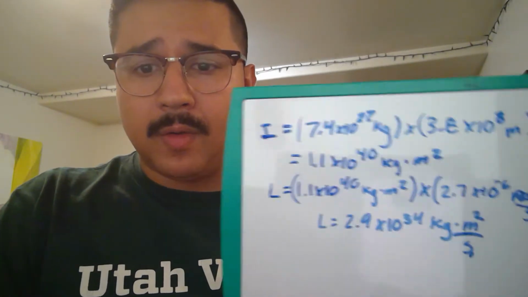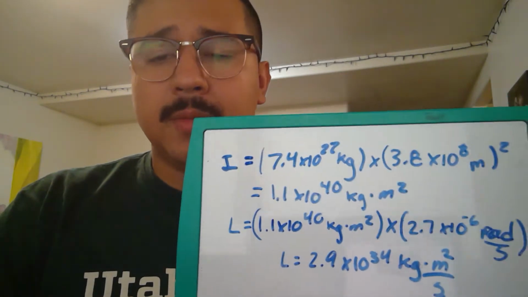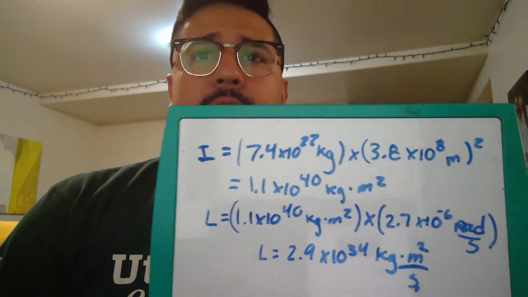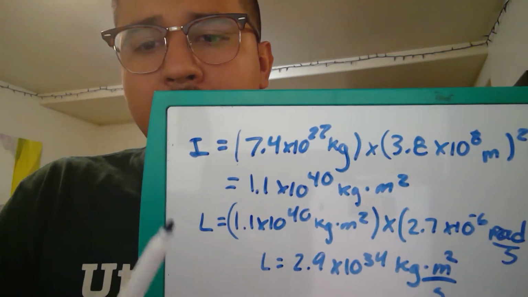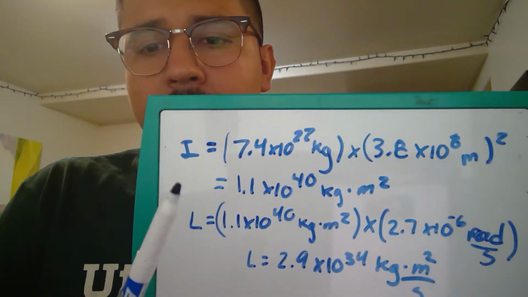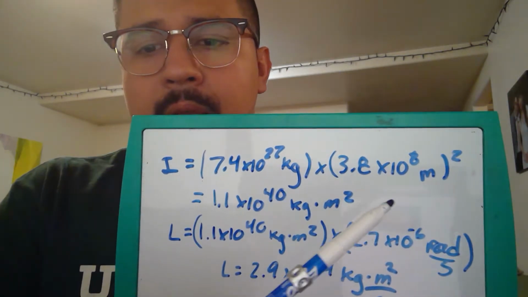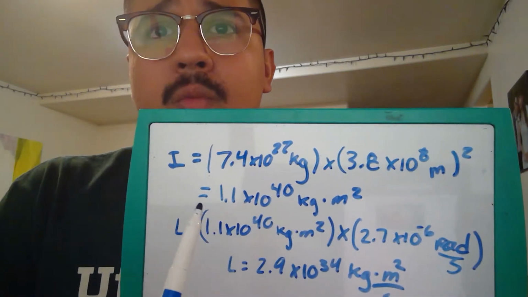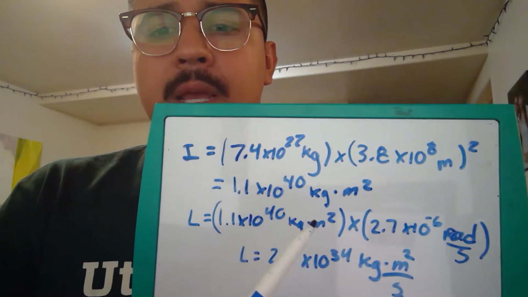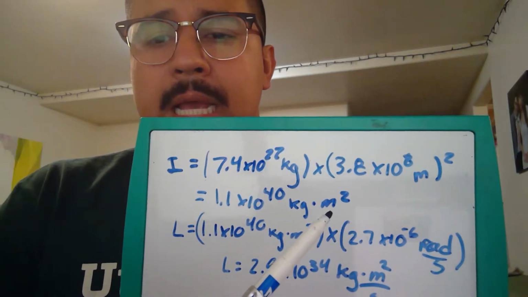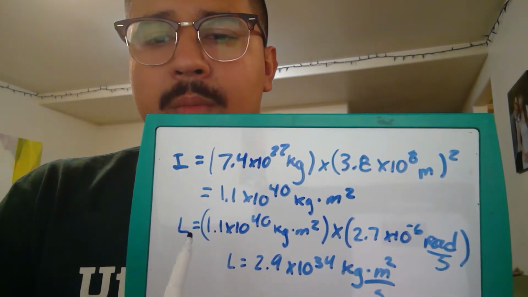Alright guys, now that we solved for our angular speed, we're going to solve for our inertia. Since we were already given our mass and our radius, we'll plug in our mass and then our radius and square the radius, which is going to give us 1.1 times 10 to the 40th kilograms times meters squared.